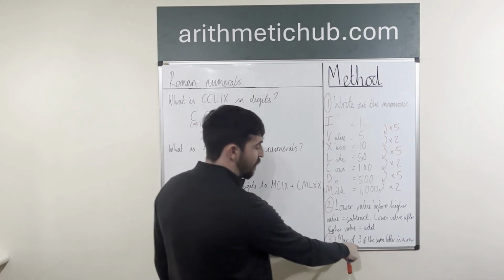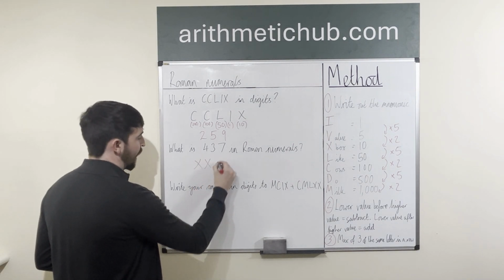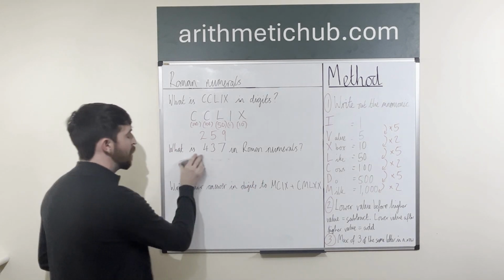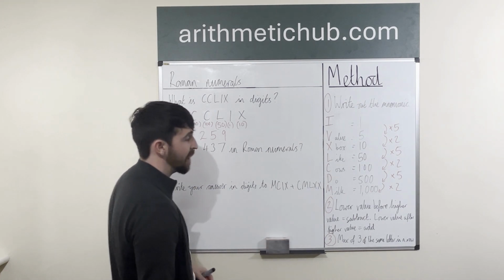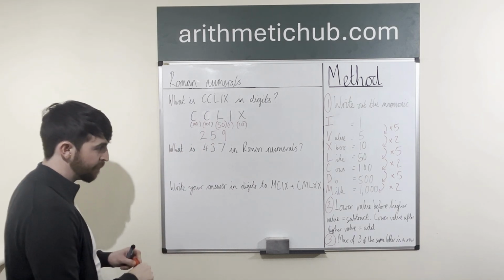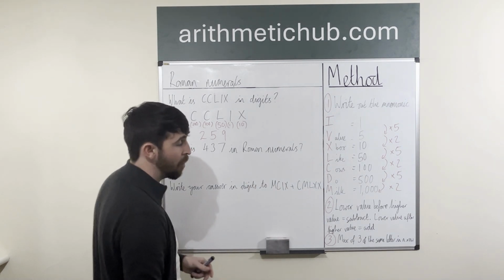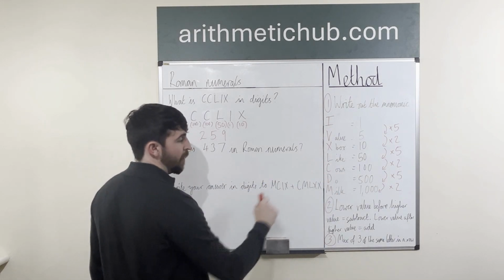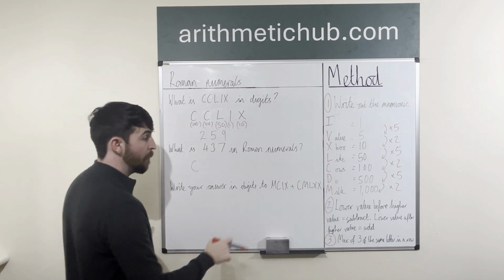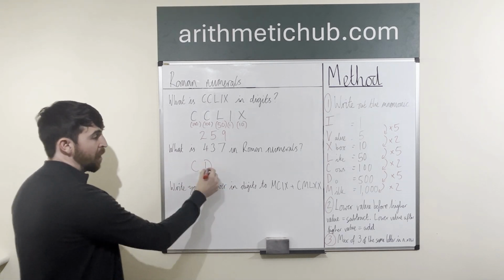And I know I can only have a maximum of 3 of the same letters in a row, so I can't write X, X, X, X like that, because then there's 4 of the same letter in a row. So what I'm going to have to do is say it's 100 before 500. So the way I would do that is I would write my smaller value before my larger value. 100 before 500. Well, 100 is C, and 500 is D. So I've got 100 before 500.